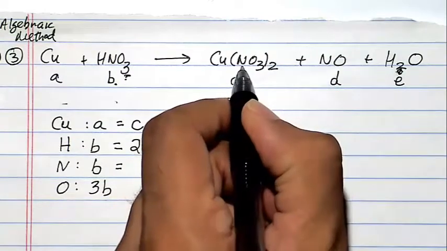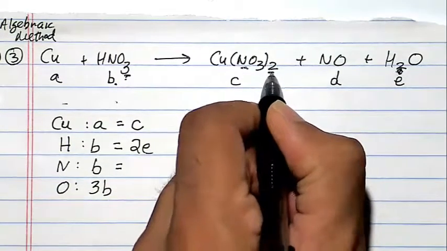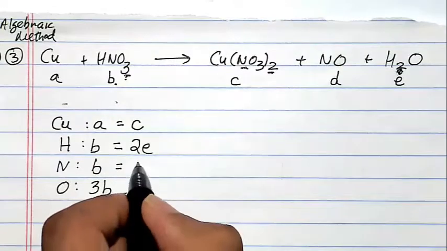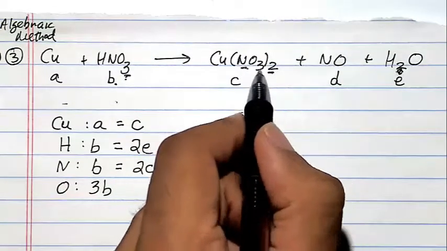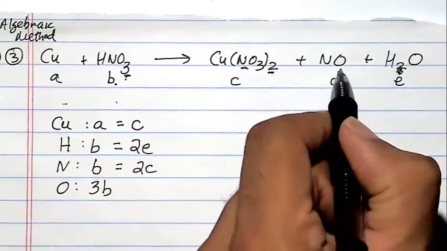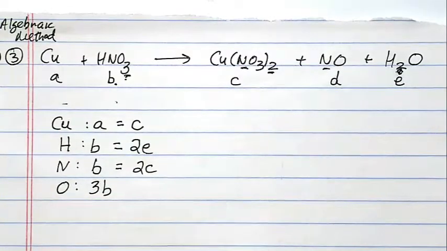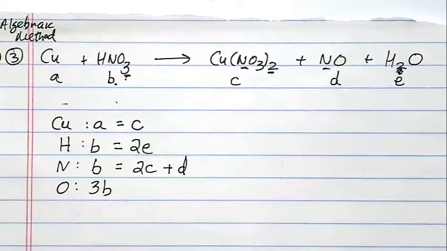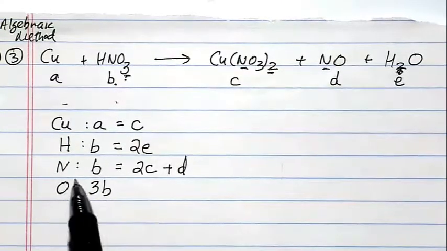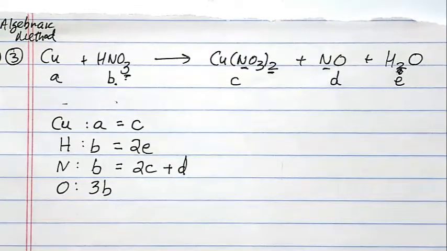How many do I have on my product side? Okay, this is a little tricky. I have 2 N, so I have 2C, because copper nitrate is C. I have 2 nitrogens in C, and I have 1 nitrogen in D. So 2C plus D is going to equal B for balancing the nitrogens.